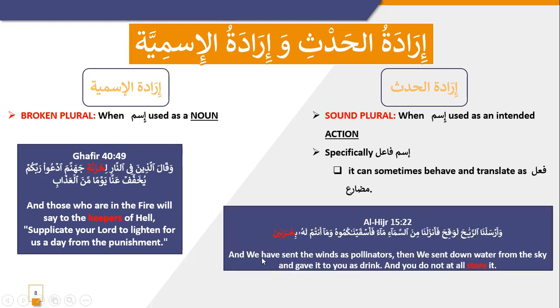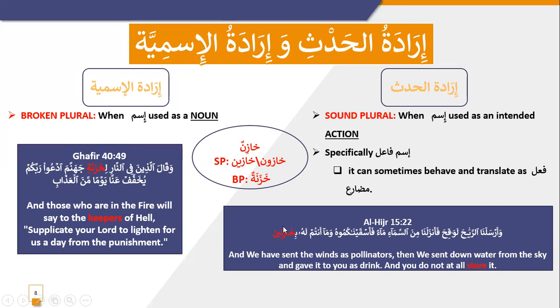Over here, if you see, وَأَرْسَلْنَا رِيَاحَ لِوَاقِهَا, khazinina, which is sound plural. So we have sent the winds as pollinators, then we send down water from the sky and give it to you as drink, and you do not at all store it. So when you store it, if you see, a fail verb is used. Now khazinun has sound plural, which is khazinuna, khazinina. But in broken plural, it is khazanatun. So over here, broken plural is used, khazanatin, which is translated as an ism, keepers.